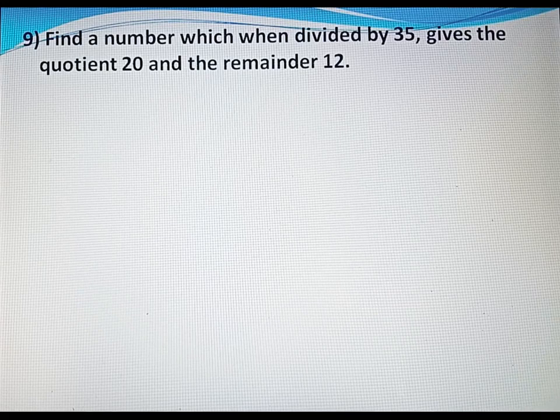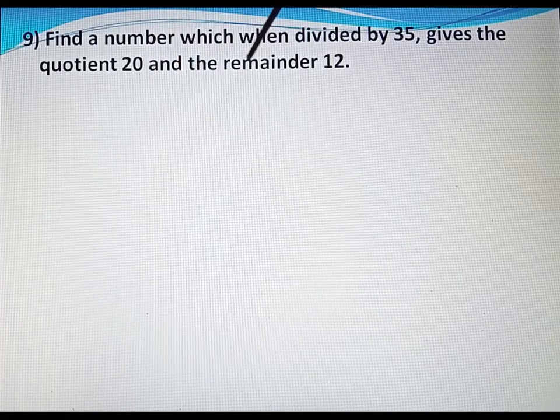Come to question number 9. Find a number which when divided by 35 gives the quotient 20 and the remainder 12.